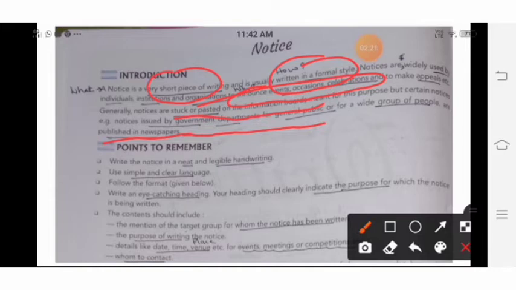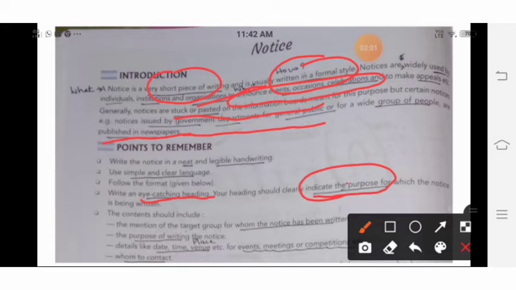Now, points which you should remember while you are writing a notice. Your writing should be very neat, right? You should use simple and clear language. This should be the format you should follow. First of all, an eye-catching heading should be there. What should be there? An eye-catching heading. Your heading should be very clear and indicate the purpose why you are writing the notice, right? For which this notice is being displayed there.